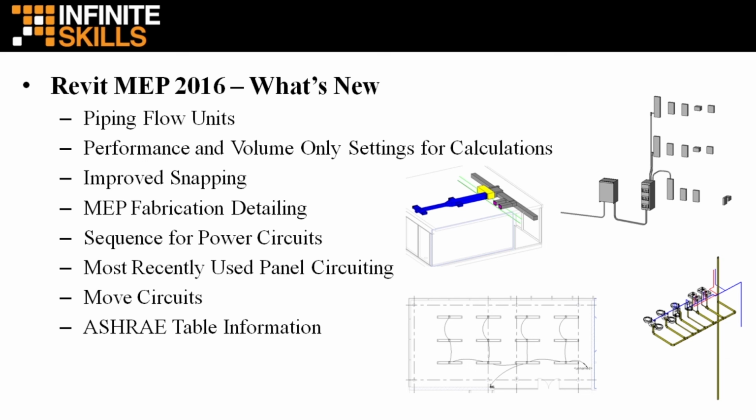Move circuits was another element. Here you can move a circuit to the target slot without disrupting any other circuits. And the ASHRAE table information. Here, the table that is applicable for the current condition, in this case the ASHRAE table, those settings in the dialog box display the graphical representation associated with the duct fitting tables.